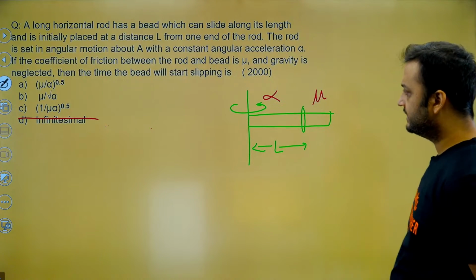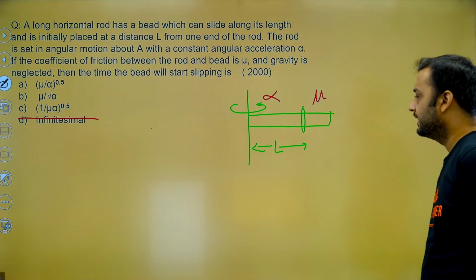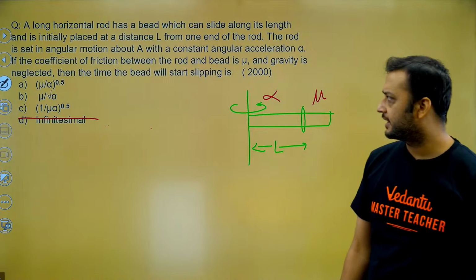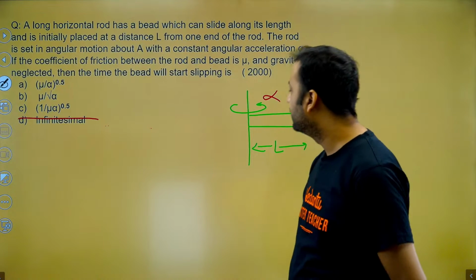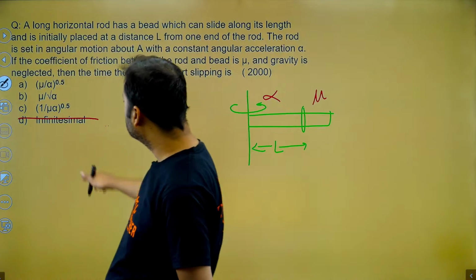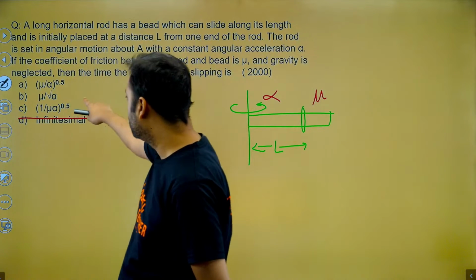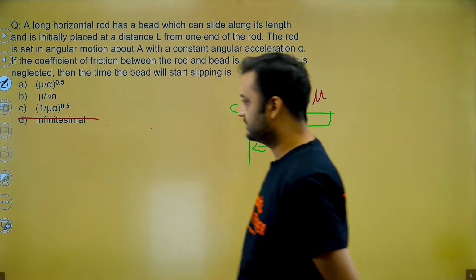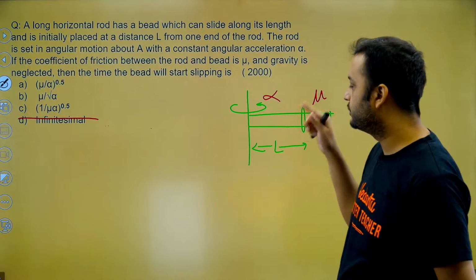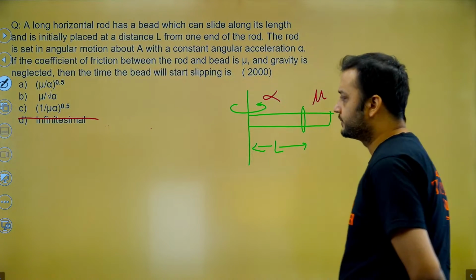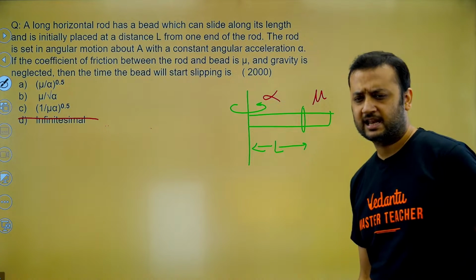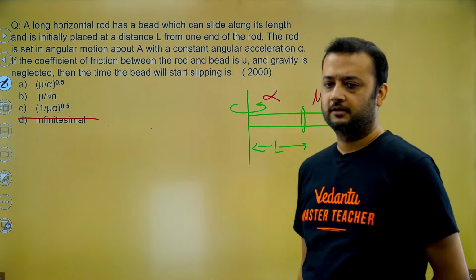Out of A, B and C, if you think carefully, I think all the options have the same dimensions, because mu is a dimensionless quantity. So you cannot use dimensional analysis, but you can use one logic.